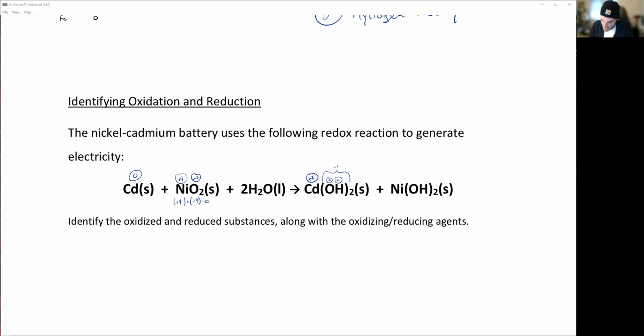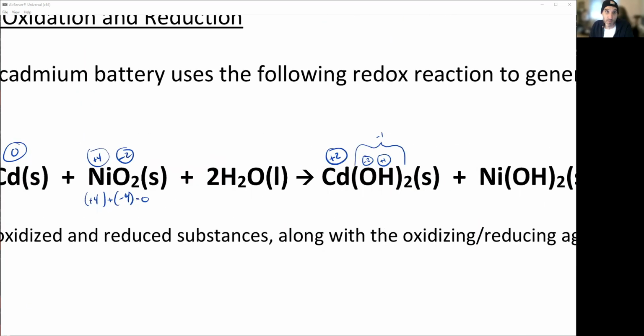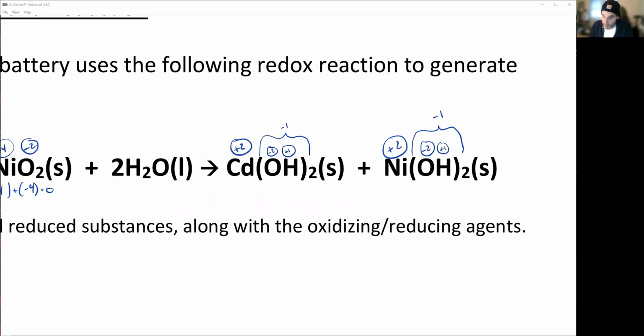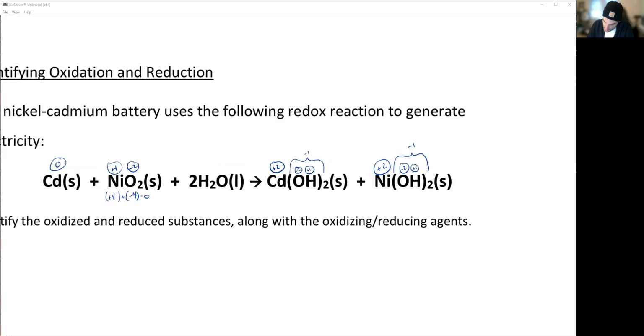And right away, we can see cadmium goes from 0 to +2, so it's been oxidized. And then nickel, same thing. Actually, luckily, we're in the same situation. Whole thing is -1, oxygen is -2, hydrogen is +1. Nickel, in this case, is going to be +2. So again, do we have oxidation and reduction?